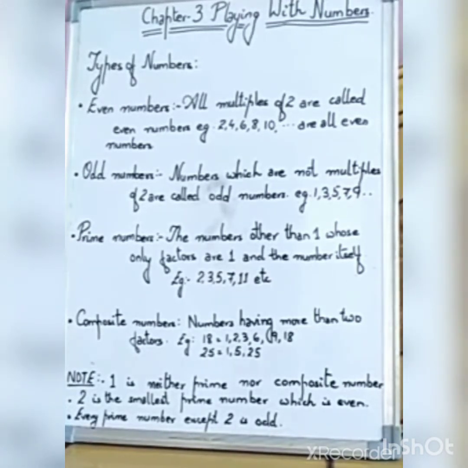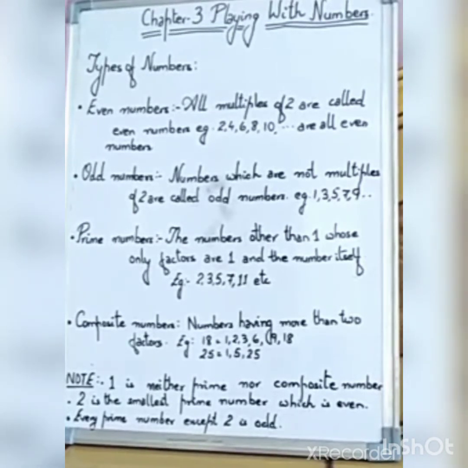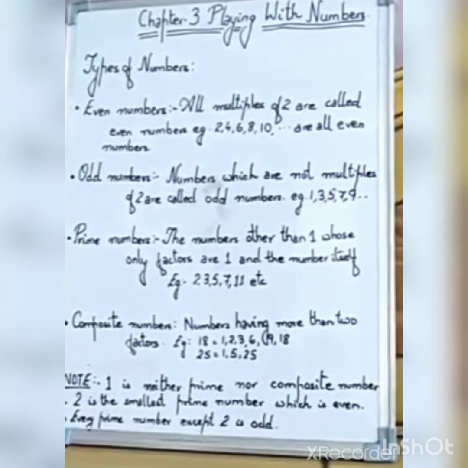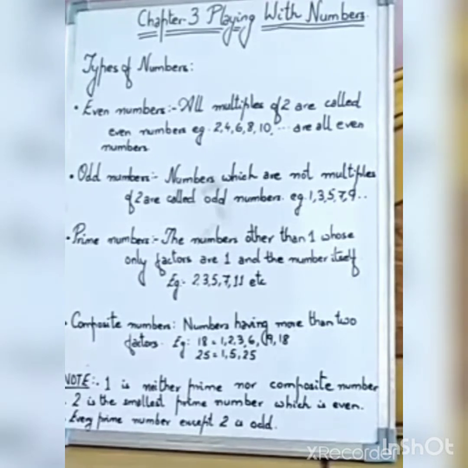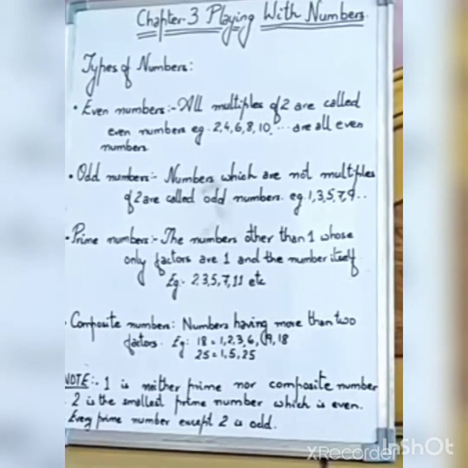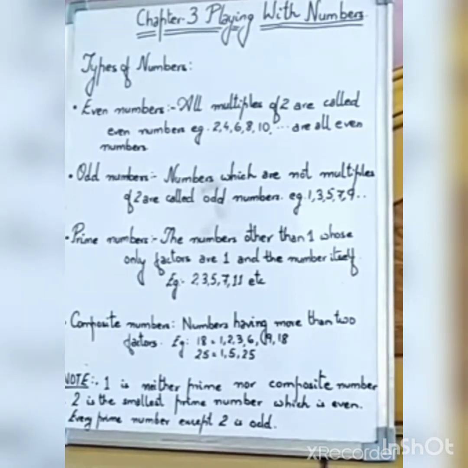We can take the example of 25 also. The factors for 25 are 1, 5 and 25. So the factors are 1, 5 and 25. So they are 3 in number. So 25 is a composite number.